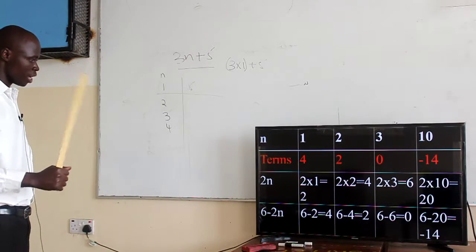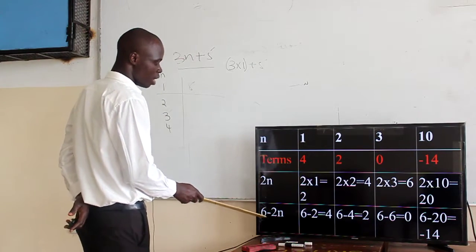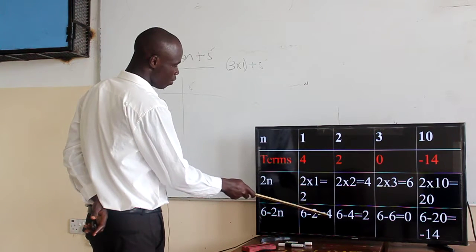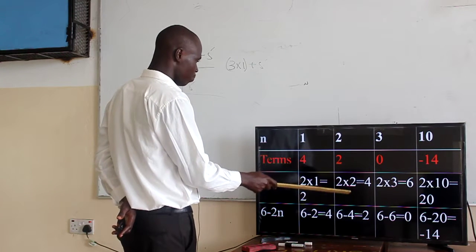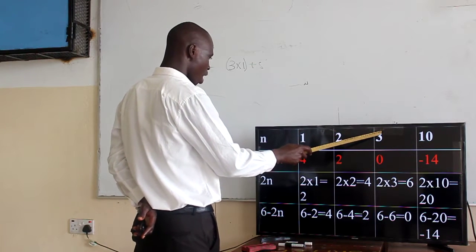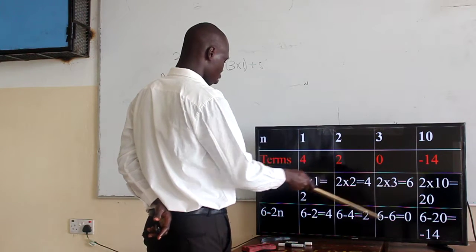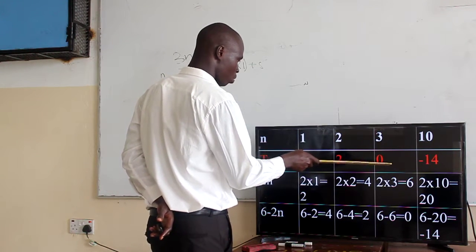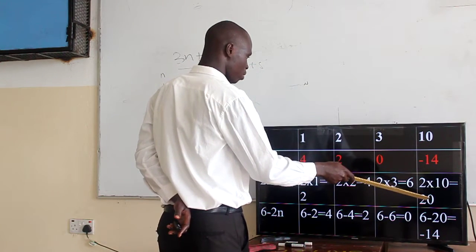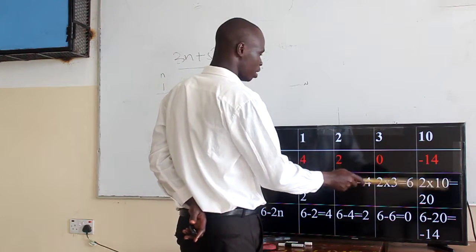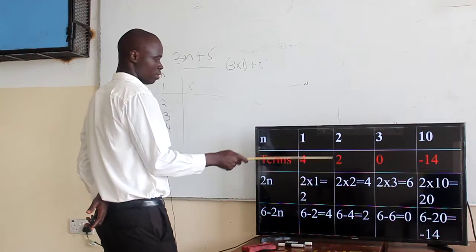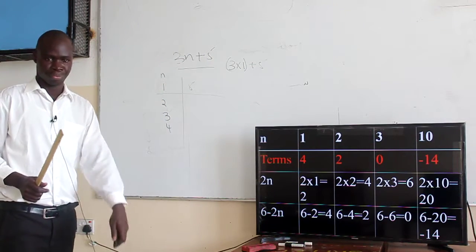Now 6 minus 2n. At this point our 2n is 2, so 6 minus 2 will be 4. At this point our 2n will be 4, so 6 minus 4 will be 2. At this point our 2n will be 6, so 6 minus 6 is 0. At this point, 2n will be 20, and 6 minus 20 is negative 14. And if you look at these values, they are the same. That is how we do that.